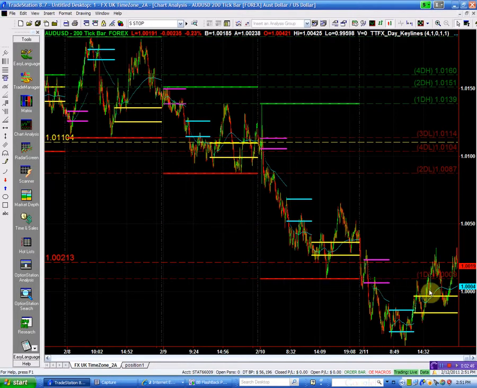So right here I have no reason to expect this to be a buy signal. I don't have any buy signal over here. I'm expecting the prices to continue to the downside.